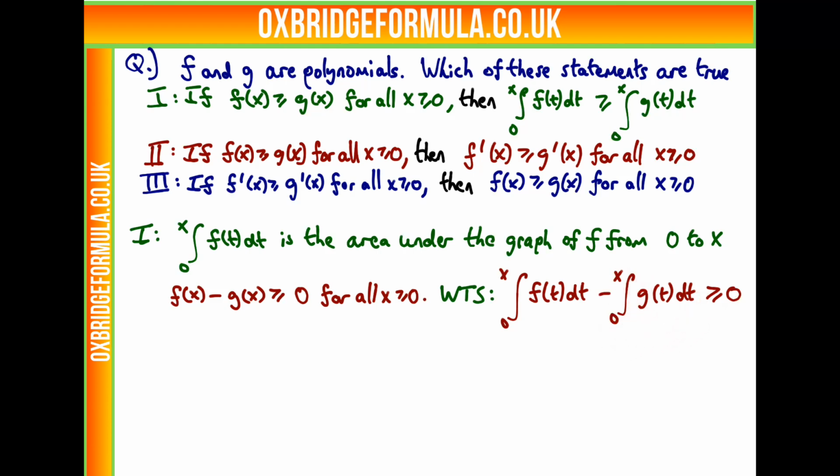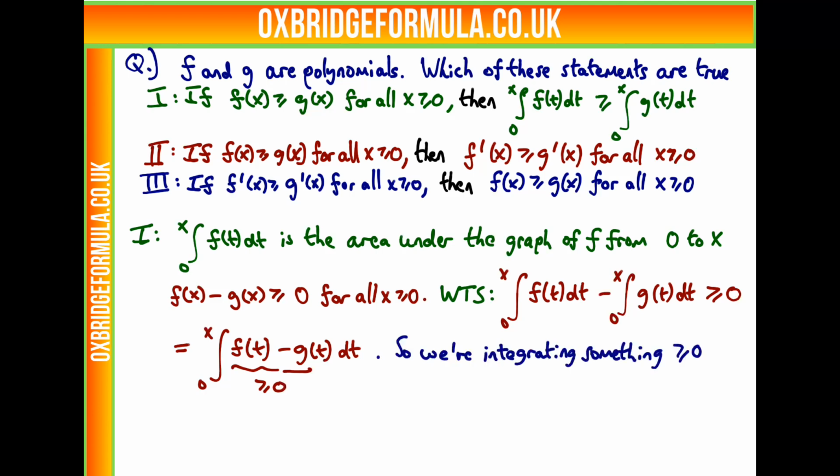What can we do here? Well, we note that these two integrals are over the same interval, 0 to x, so we can move these together into one integral. So it's the same thing as saying the integral of f minus g from 0 to x. And what do we know about this? Well, by our hypothesis, we assume this thing is going to be bigger than or equal to 0. Therefore, we're integrating something that's positive. So, what does that mean? Well, precisely because the integral is area under the graph, if this thing is positive, our integral will be non-negative, or greater than or equal to 0. So, we have proved our desired inequality. So, statement 1 is true.